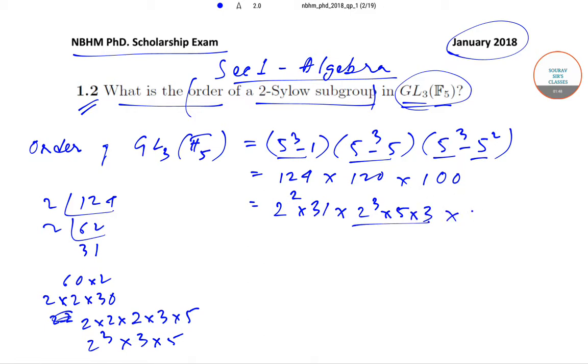And 100 is basically 10 squared. 10 squared is 2 squared into 5 squared. So this will come down as 2 to the power 7 into 3 into 5 cubed into 31.